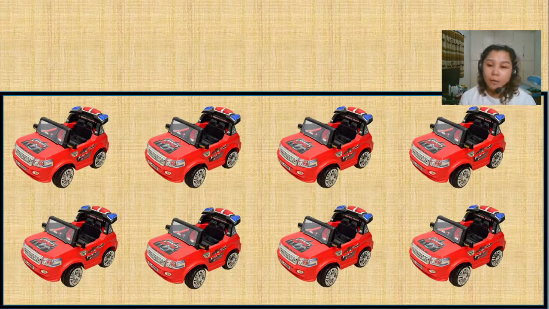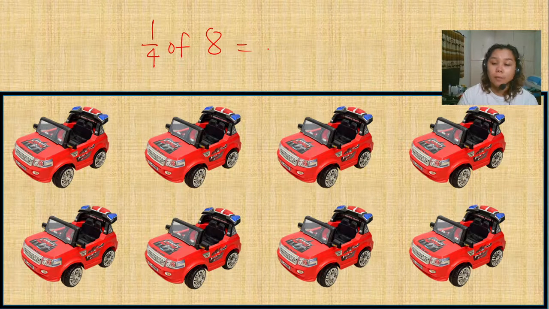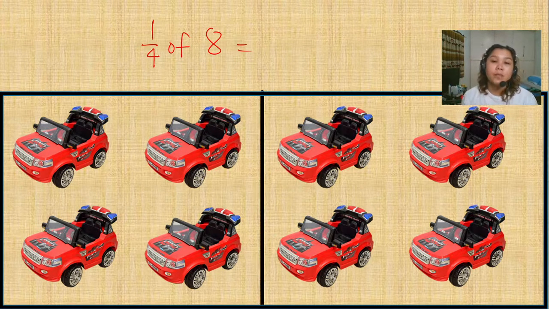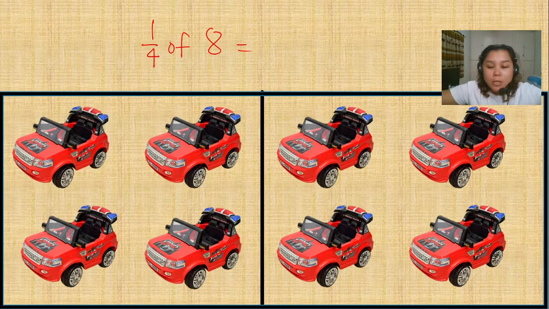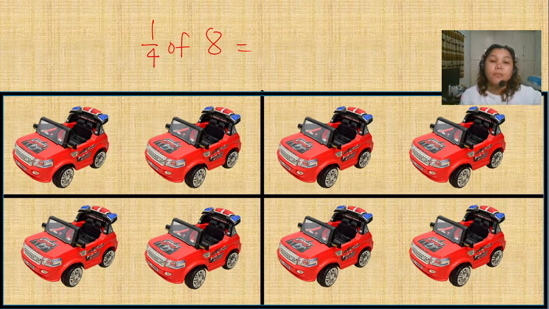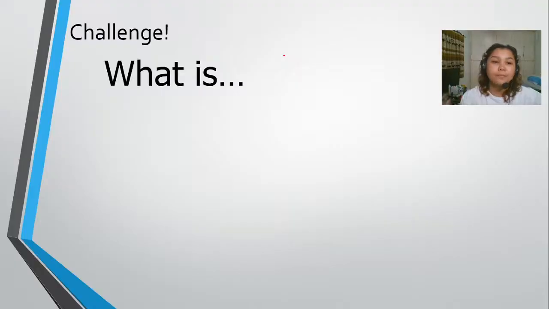Okay. Next, how about this for these toy cars? So, we are to find 1/4 of ilang yan na toy cars? 8. So, how are we going to group them or divide them? So, we start with 1/2 muna, and then we have to divide this into 2, and then the other side into 2 again. So, therefore, 1/4 of 8, ilan ang laman? It's 2.